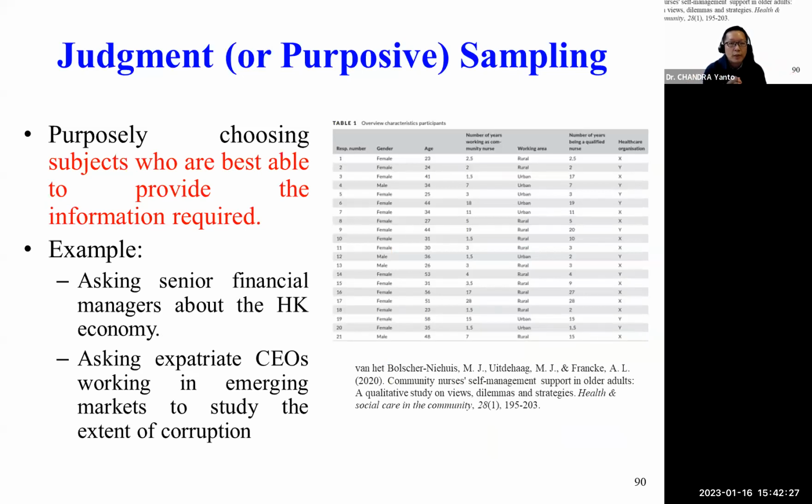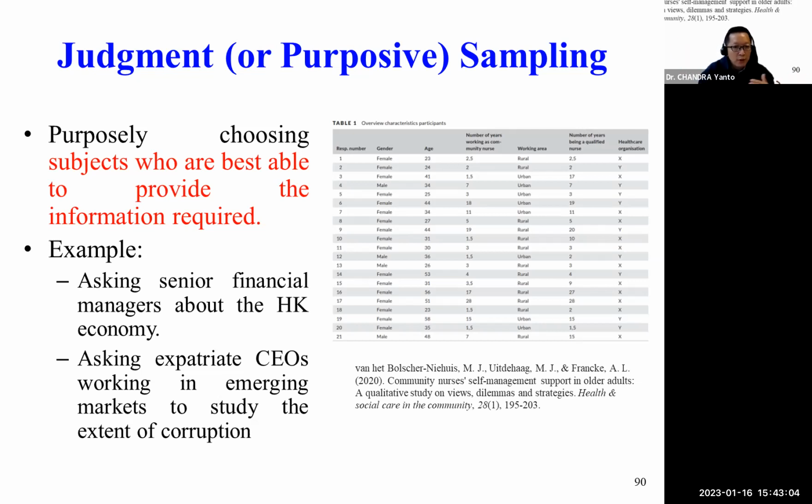The other type of non-probabilistic sampling is called judgment or purposive sampling. Purposive sampling is very popular. So you want to find people or subjects who are best able to provide the information that you require. For example, you want to know the economic prediction for the economy next year. You can go and interview a bunch of senior financial managers in the Central area. Or you want to know the effect of corruption, and do companies need to participate in it?